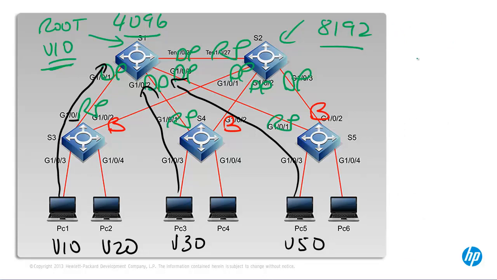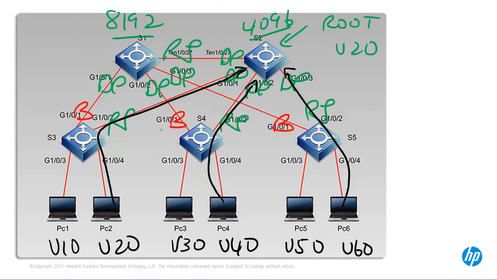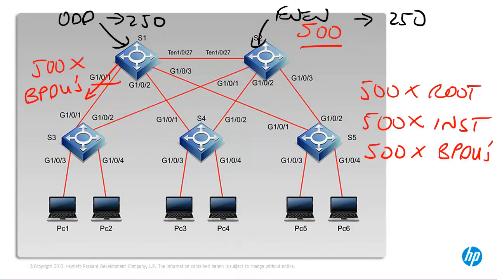So once again, PVST would allow us to send some traffic across one uplink and other traffic across another uplink. And with rapid PVST, it makes the convergence a lot quicker. However, there are still problems with PVST, even if you're using rapid PVST. In a topology like this, we still have a root switch per VLAN. We still have an instance per VLAN, and we're still sending a BPDU per VLAN.